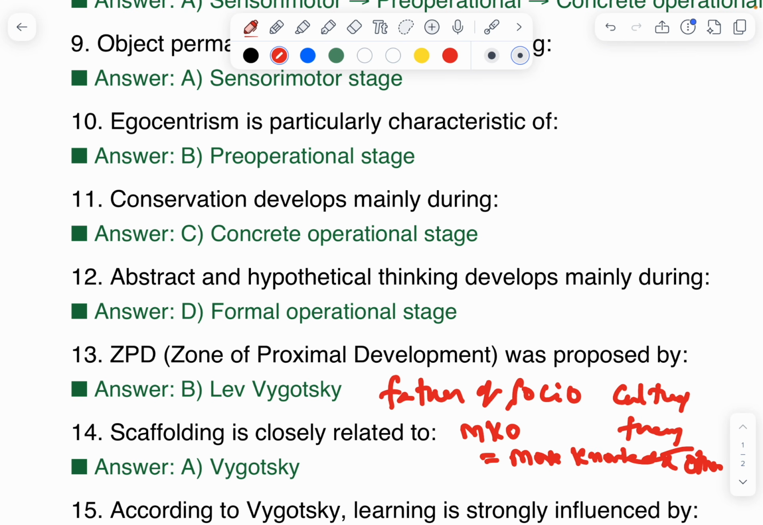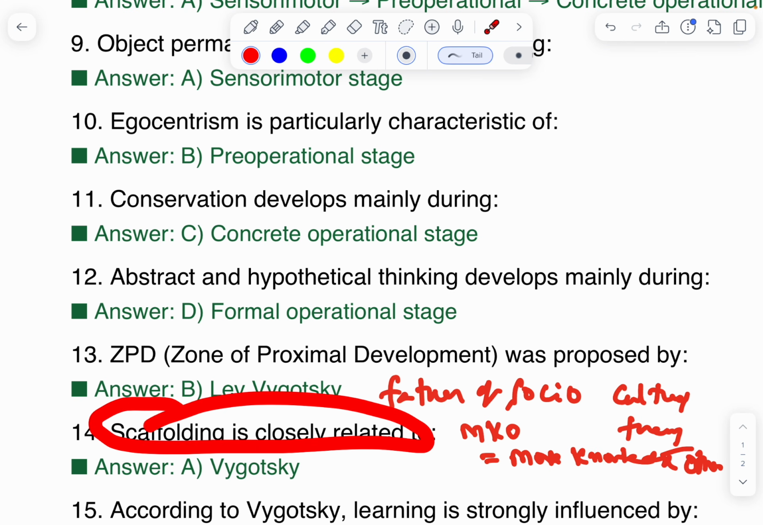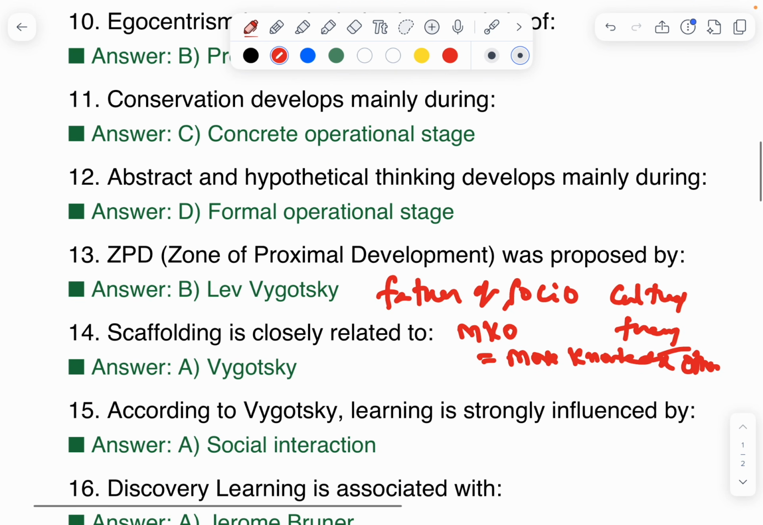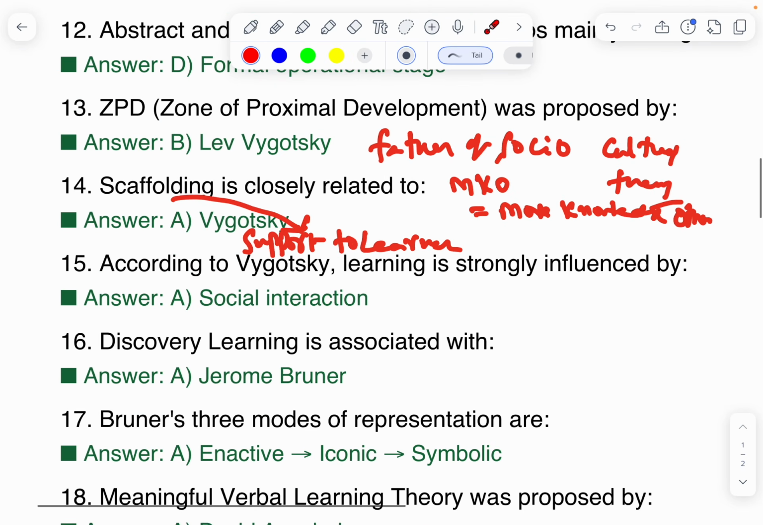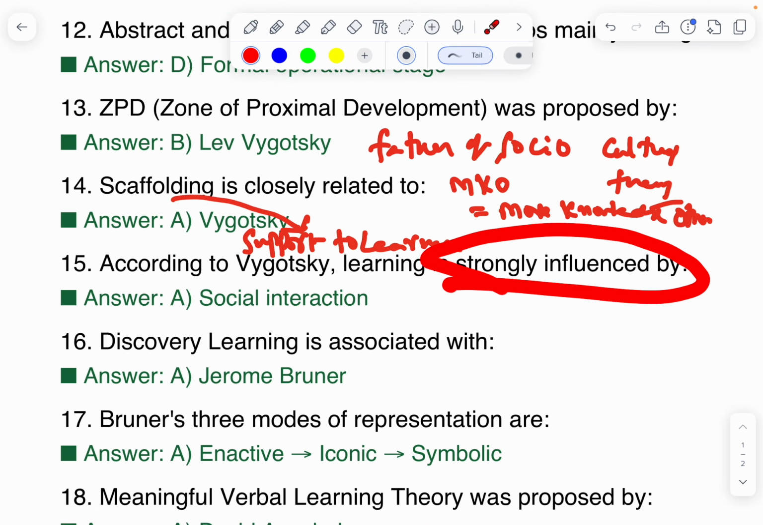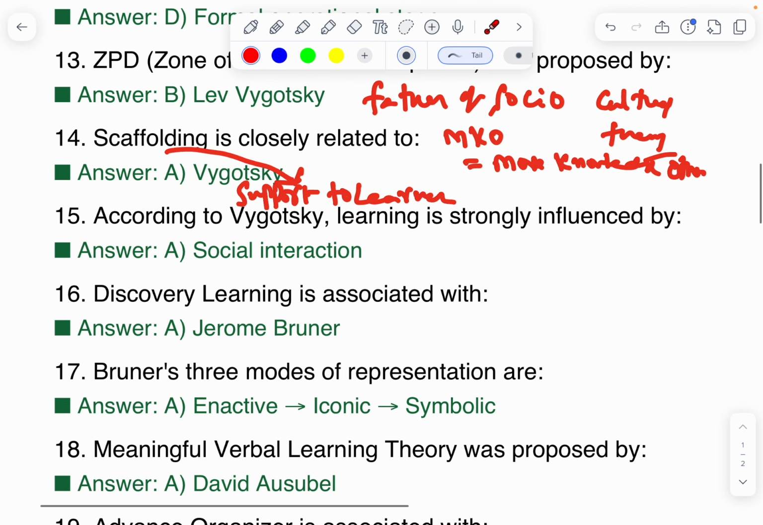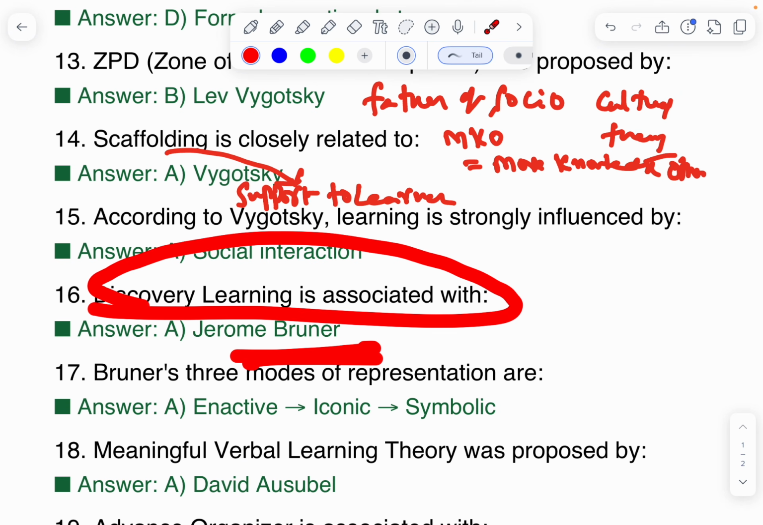What is meant by scaffolding? The answer is Vygotsky. Scaffolding means simple support given to the learner, which is gradually removed. Next question: according to Vygotsky, learning is strongly influenced by social interaction. Why? Because his theory is the socio-cultural theory.